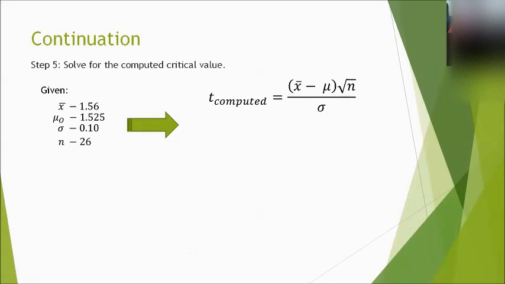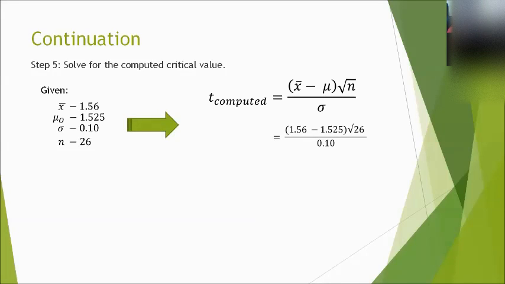Step 5 is solve for the computed critical value. Okay. So first, given: sample mean is equal to 1.56, population mean is equal to 1.525, standard deviation is 0.10, so n is equal to 26. So, substitution using the given formula in the screen.